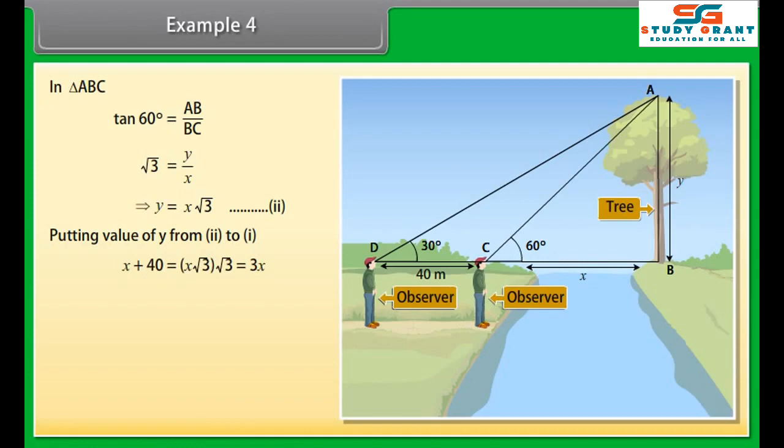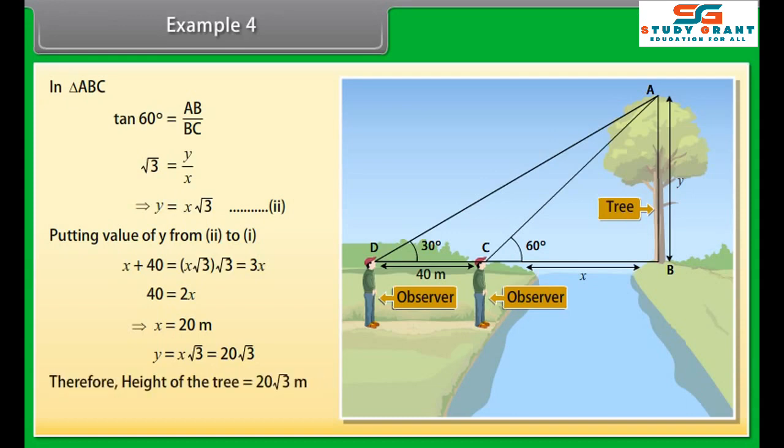On simplifying, we get 40 equals 2x, which implies x is equal to 20 meter, and y is equal to x into square root of 3. On putting the value of x, we get 20 square root of 3. Therefore, the height of the tree is 20 square root of 3 meter and the width of the river is 20 meter.